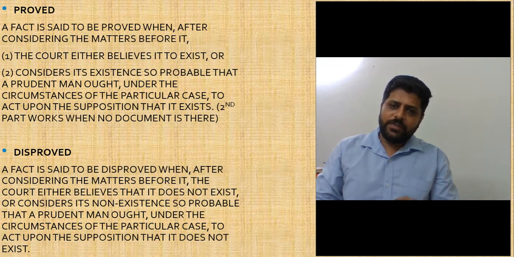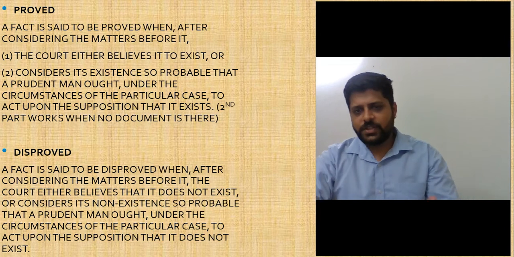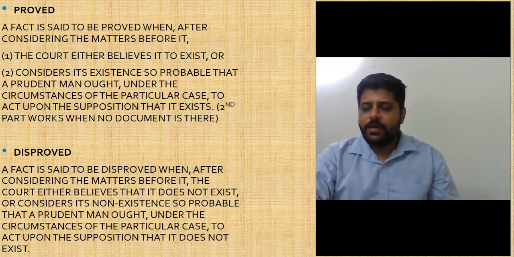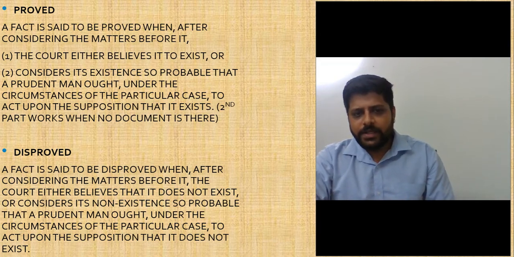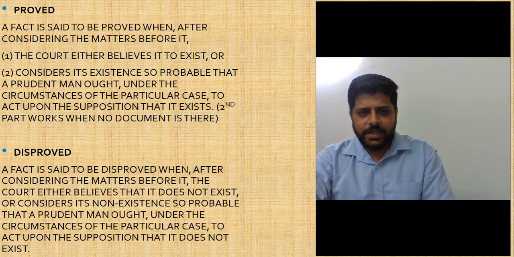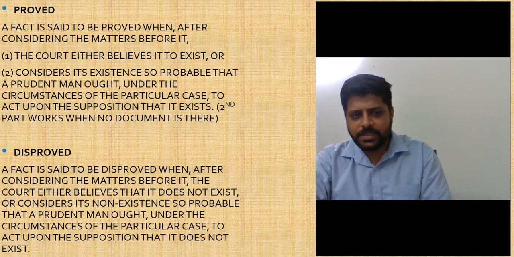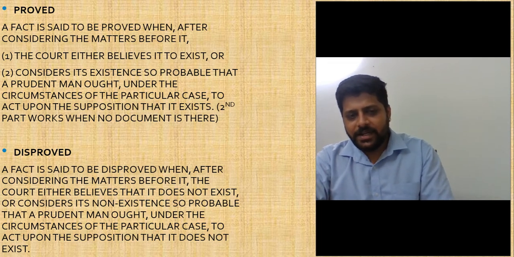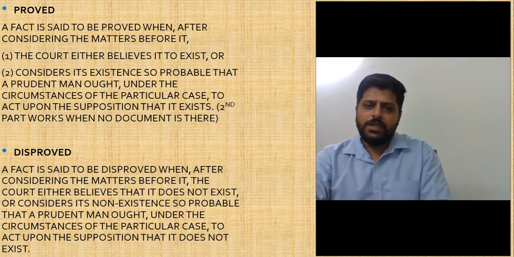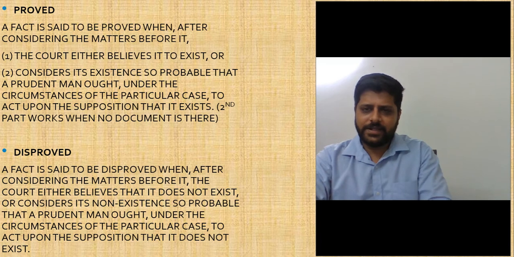Now moving further to the definition of disproved, you will see it is the opposite of the definition of proved. It says that a fact is said to be disproved when, after considering the matter before it, the court either believes that it does not exist, or considers its non-existence so probable that the prudent man ought, under the circumstances of the particular case, to act upon the supposition that it does not exist. Now this particular definition talks about the non-existence of the fact, that this particular fact does not exist.